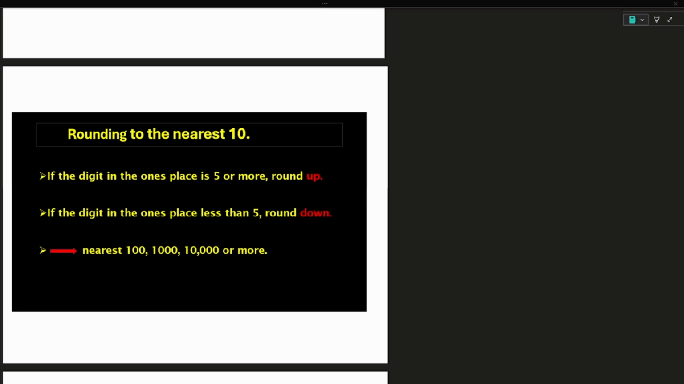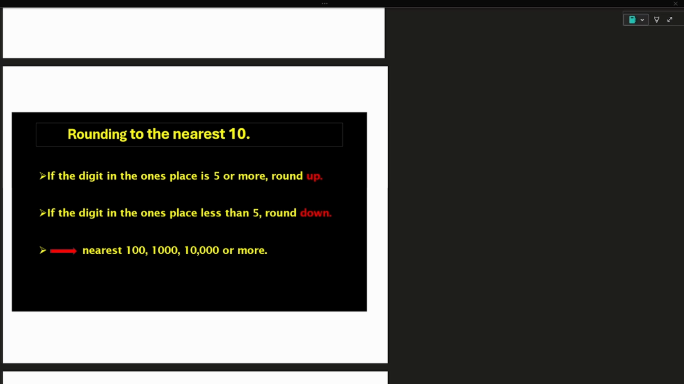You see, the rule for rounding to the nearest 10 is quite simple. Rule number 1, if the digit in the ones place is exactly equal to 5 or more, we round up. But if it is less than 5, then we round down. And this principle also applies when rounding to the nearest 100, 1,000, 10,000, and even more.